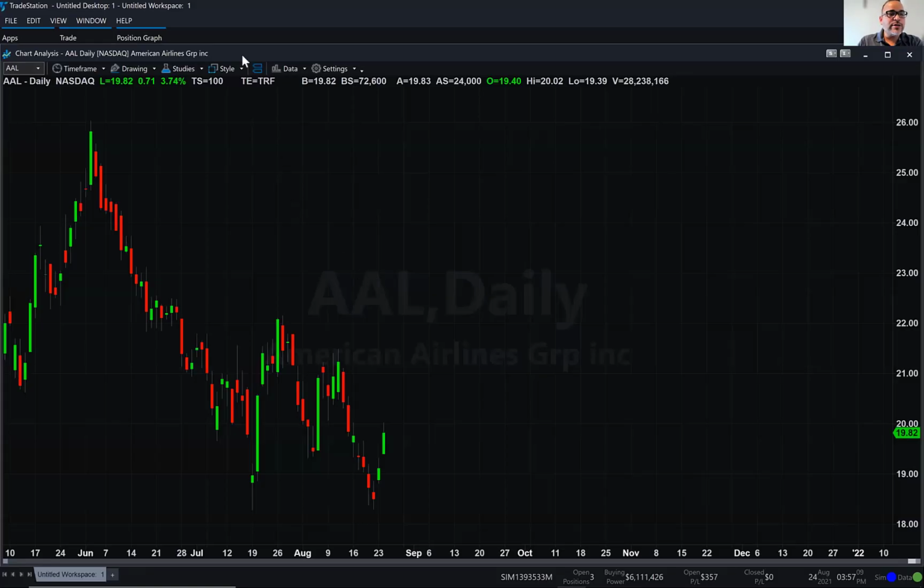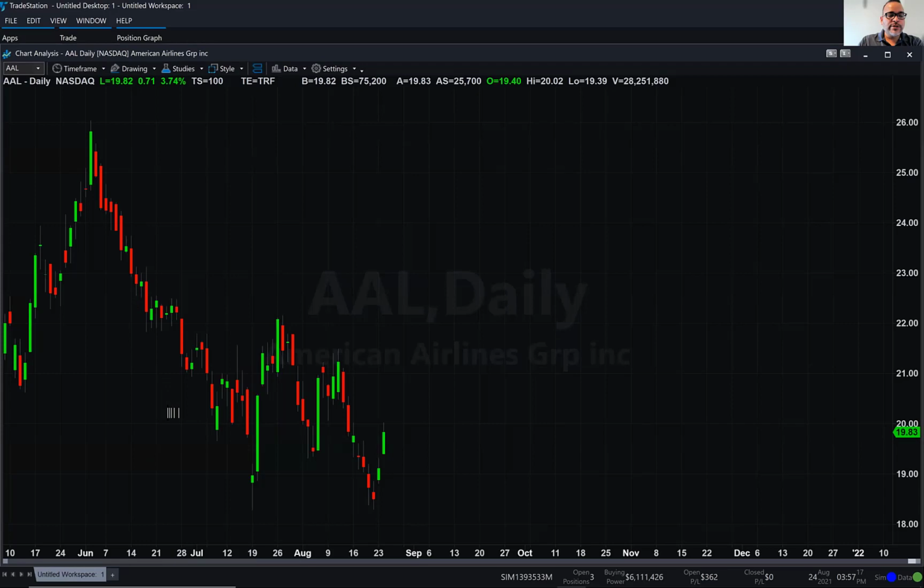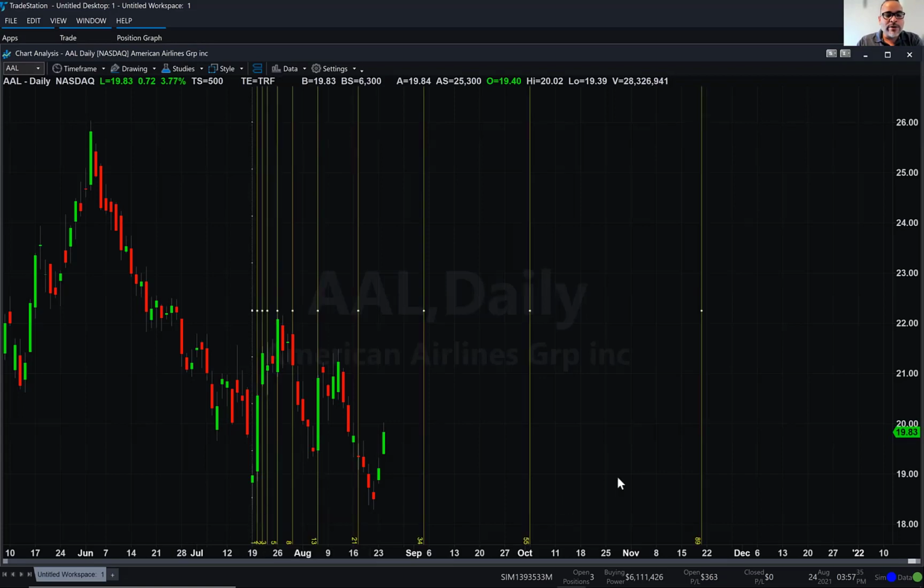Let's go here to TradeStation. We go to drawing Fibonacci cycles. Let's suppose that we draw it from this low. It only requires one click. So I click on this, and since they're vertical lines, they're not really attached to a specific price level. So just click on the candle, and it'll just draw these vertical lines based on the Fibonacci sequence, and you can see the numbers right there at the bottom, the 1, 2, 3, 5.